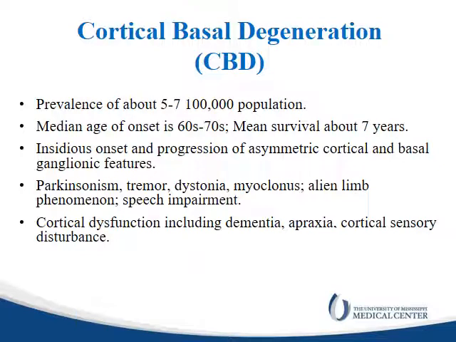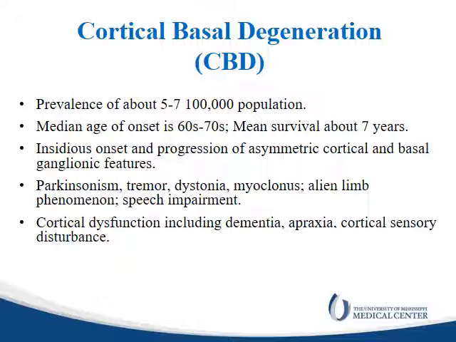I'm going to switch to corticobasal degeneration, a condition with a prevalence of about 5 to 7 per 100,000 population, with a median age of onset in the 60s to 70s. Survival time is about 7 years, and typically patients present with insidious onset and progressive asymmetric cortical and basal ganglia features.